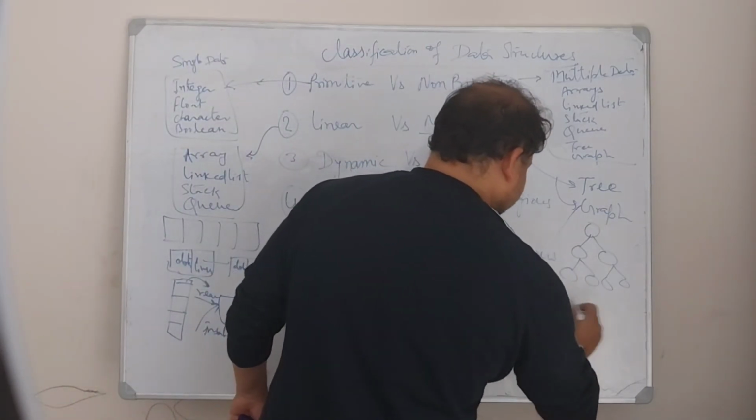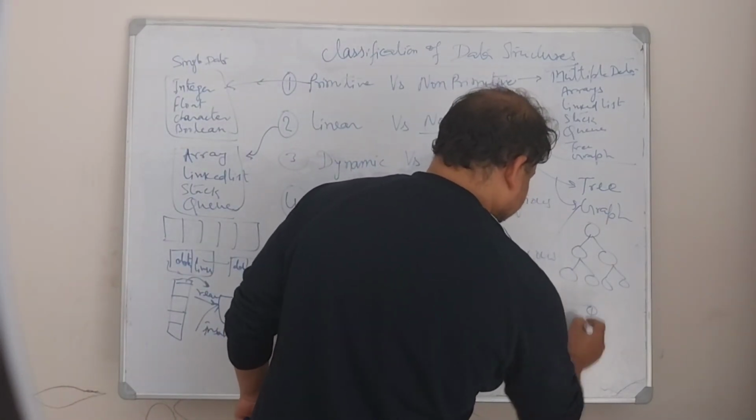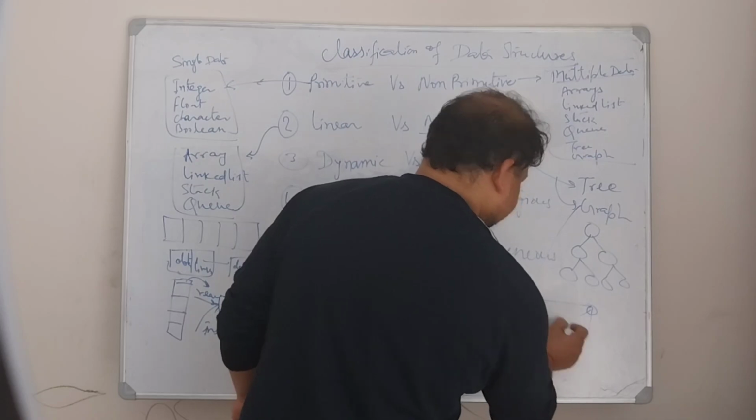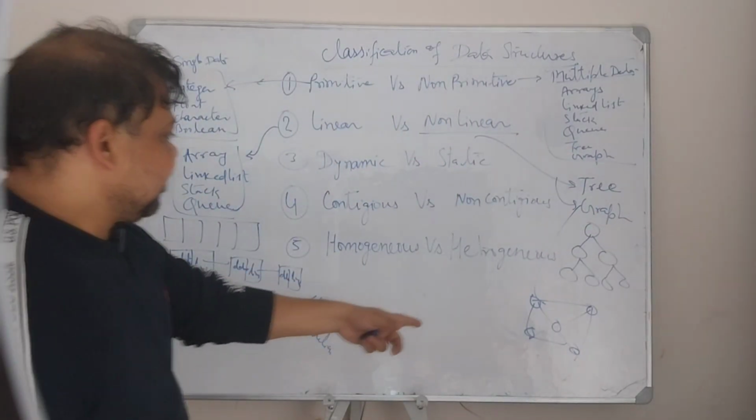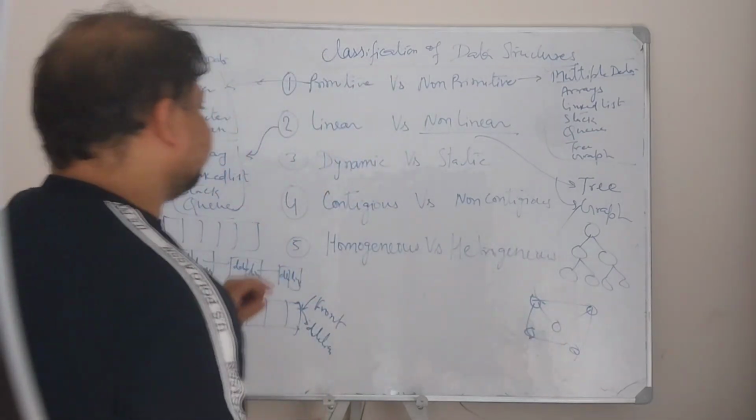Another one is the graph. So I'm creating it in this way, that is the graph. This is a node and the edges are over there. So this is a non-linear data structure, and that is a graph. This one is the tree and that is a graph.